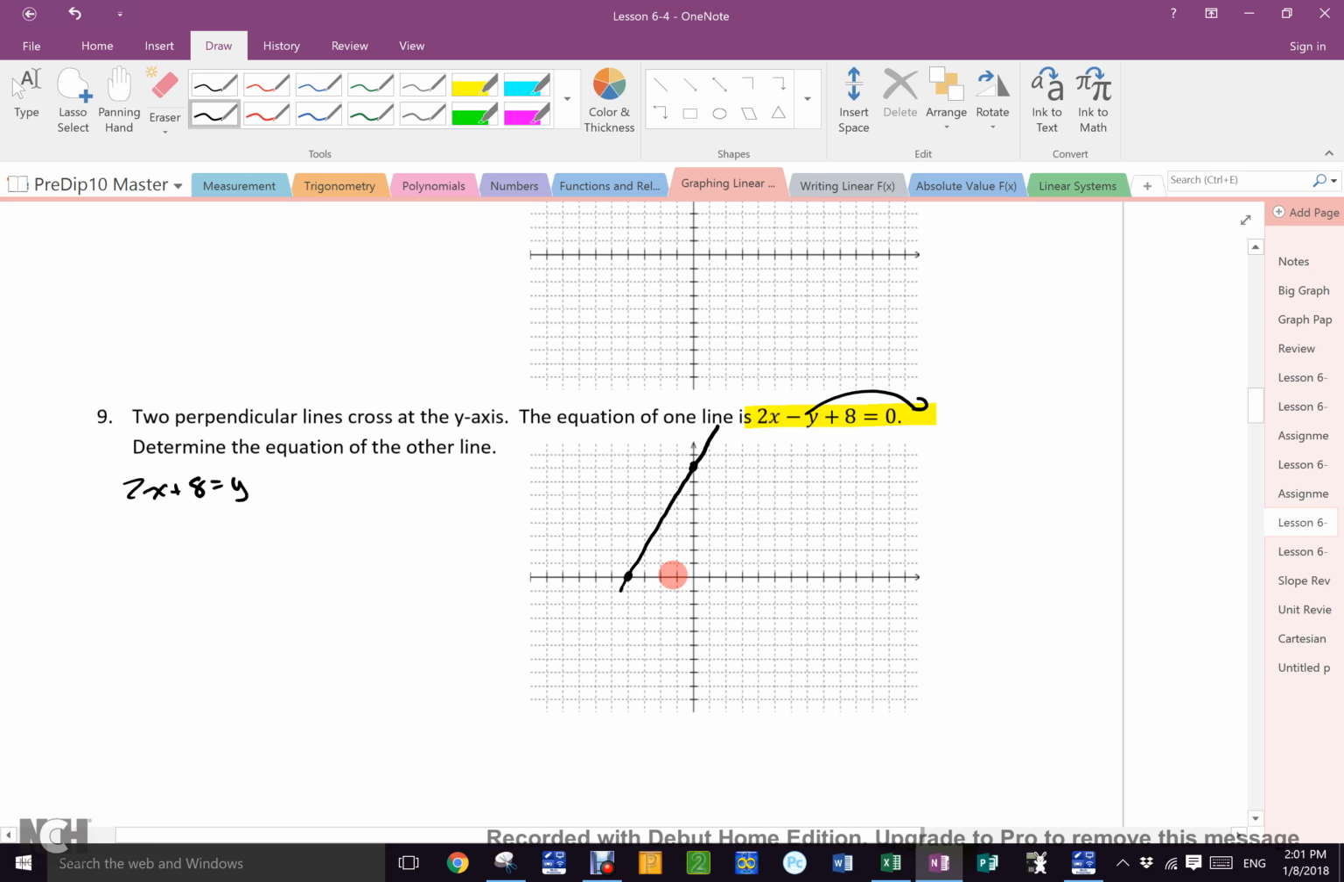Now, I have to draw a second line, yes? What do I know about that second line? I know 2 things about it. What 2 things do I know? It's perpendicular to the first line. Line 2 is perpendicular. And what else? It crosses on the y-axis. So what can you say about line 2's y-intercept?